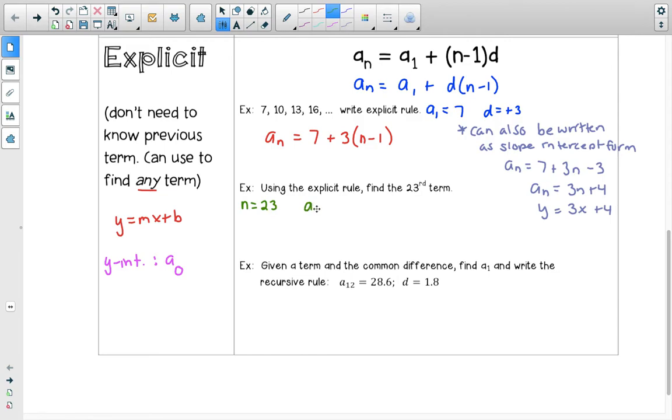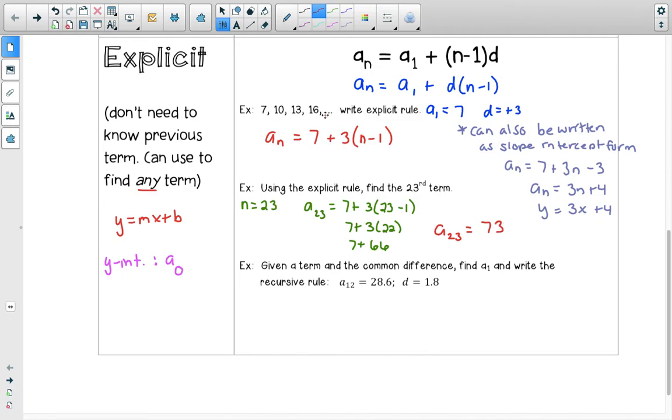So we'd have a sub 23 is equal to 7 plus 3 parentheses. Since we rewrote the n as 23, we write this n as 23 minus 1. Now we're going to simplify using order of operations. We would have 7 plus 3 parentheses, 23 minus 1 is 22. Then we would multiply, so we'd have 7 plus 3 times 22 is 66. And then we would add the 7. So a sub 23 is equal to 66 plus 7, which is 73.